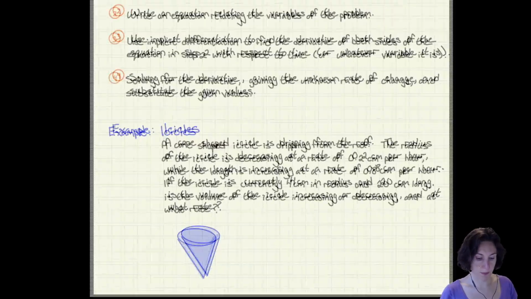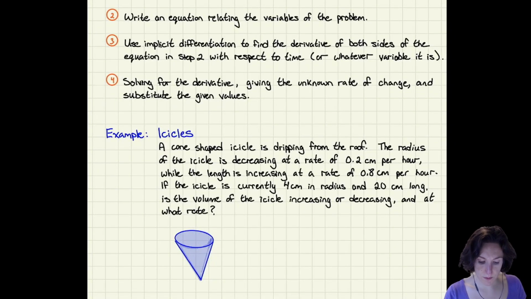We have an icicle. So a cone-shaped icicle is dripping from a roof. The radius of that icicle is decreasing at a rate of 0.2 centimeters per hour, while the length, as it's dripping, is increasing at a rate of 0.8 centimeters per hour. If the icicle is currently 4 centimeters in radius and 20 centimeters long, is the volume of the icicle increasing or decreasing, and what is the rate of that?